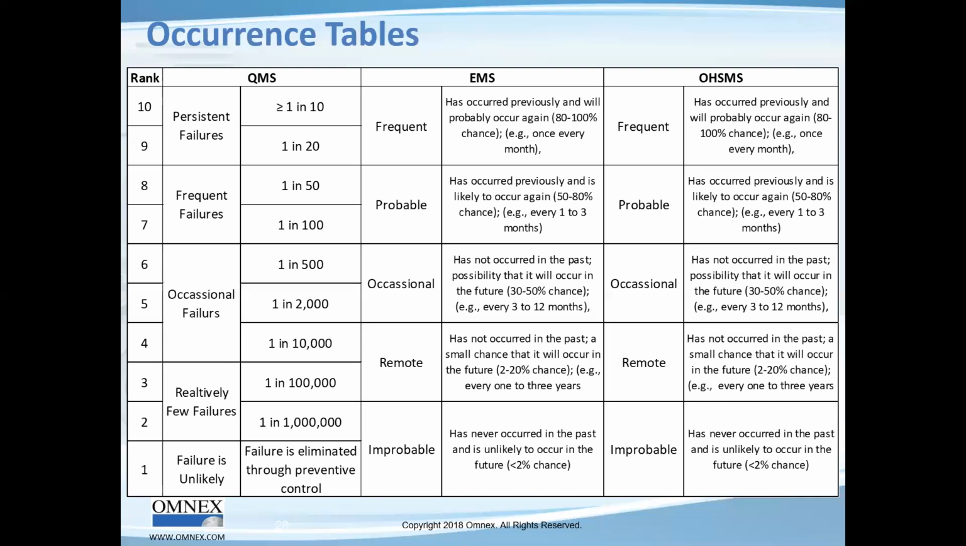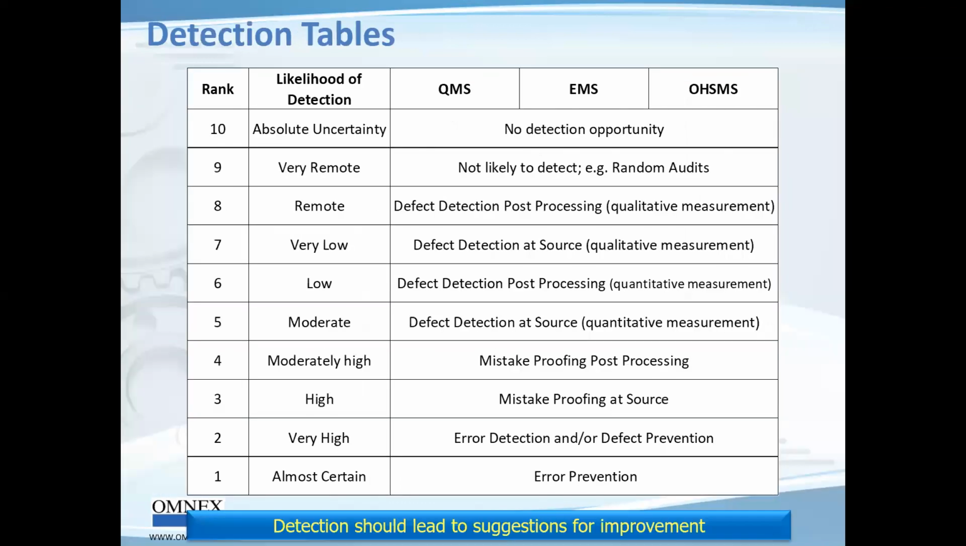Different organizations may have different frequencies. And detection is essentially the same regardless of cross. Do we have error prevention, which is the best? We prevent it from occurring. Error detection, we detect the error before it causes a defect.